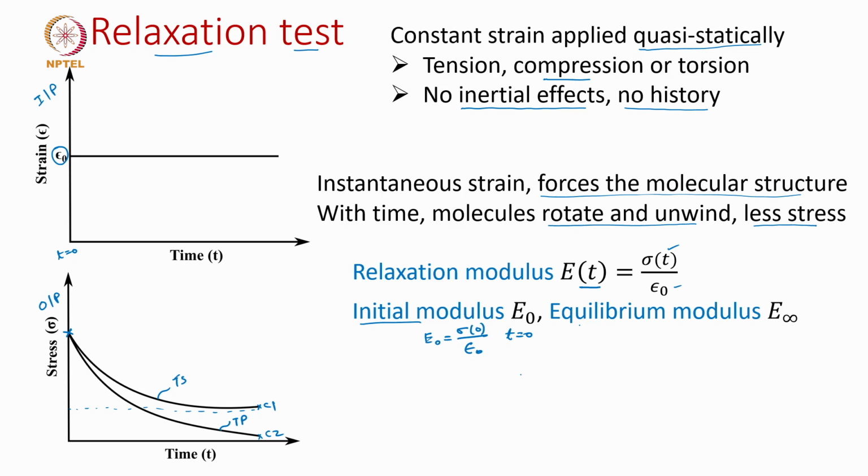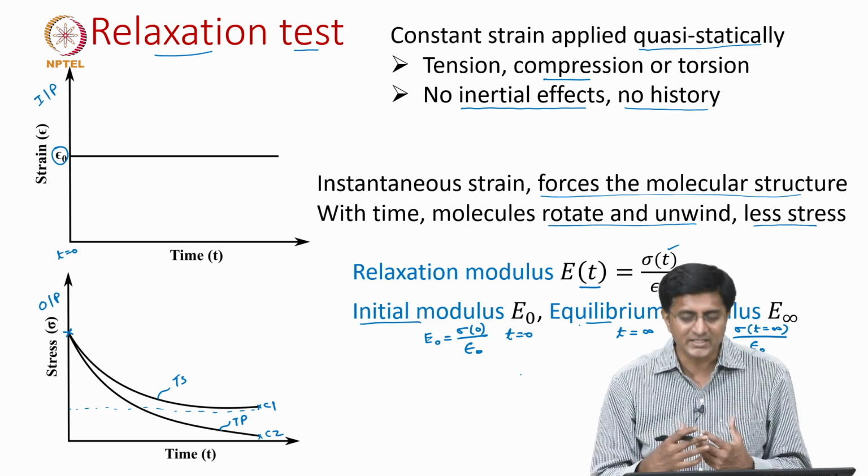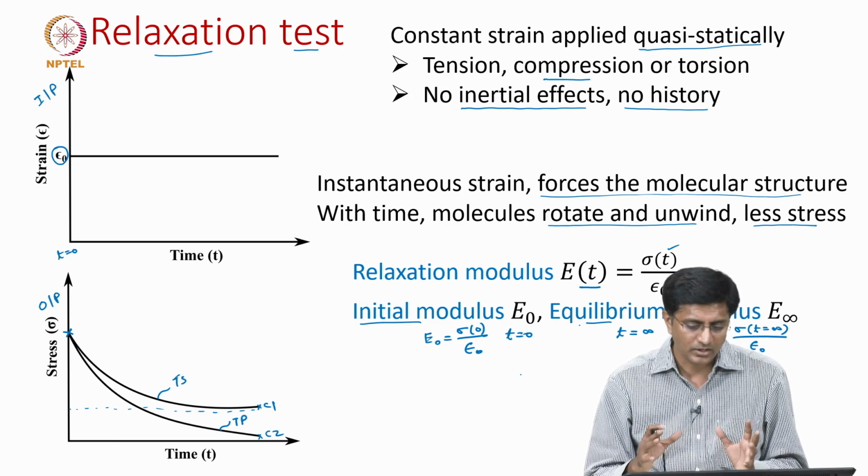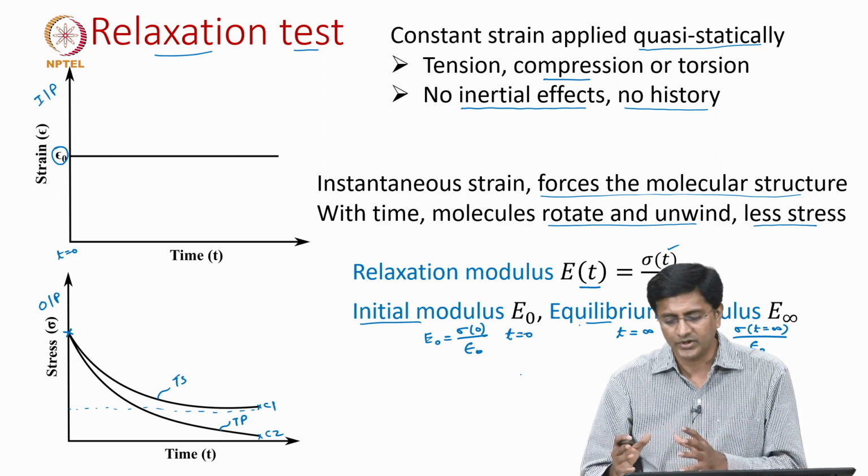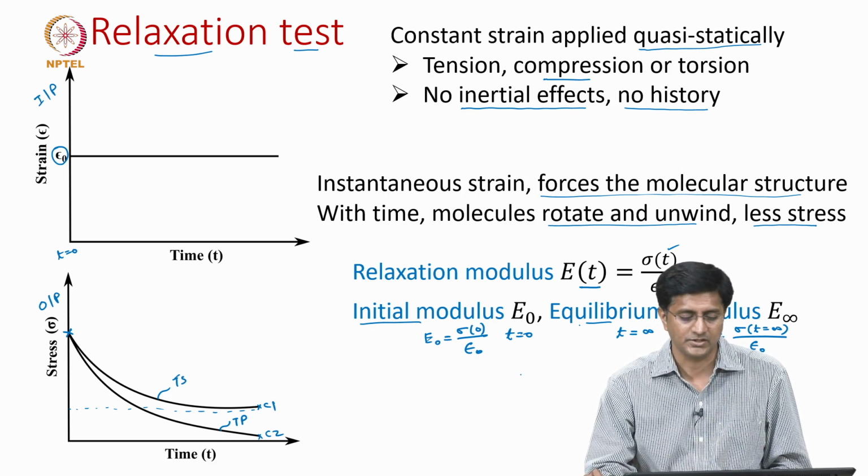Similarly, we can also talk about the equilibrium modulus. Here we are talking about when time approaches infinity, or very long times. So, here the E infinity, or the equilibrium modulus, is given as stress when time approaches infinity divided by strain which is applied. So, this is the way we can discuss the response of a material during the relaxation test. Now, let us continue this discussion for the next test, which is the creep test.